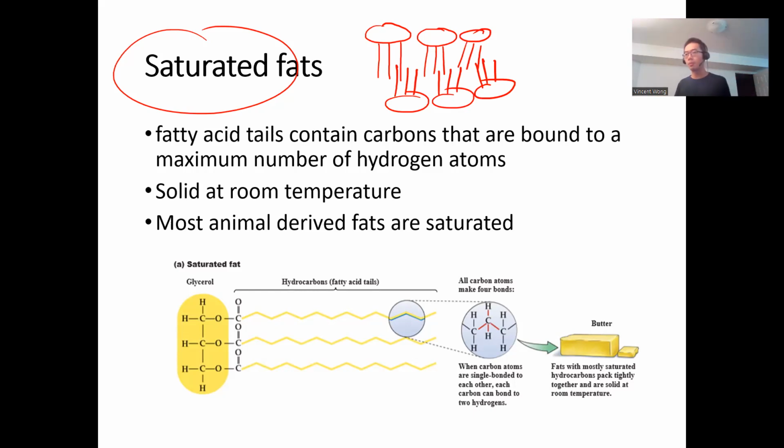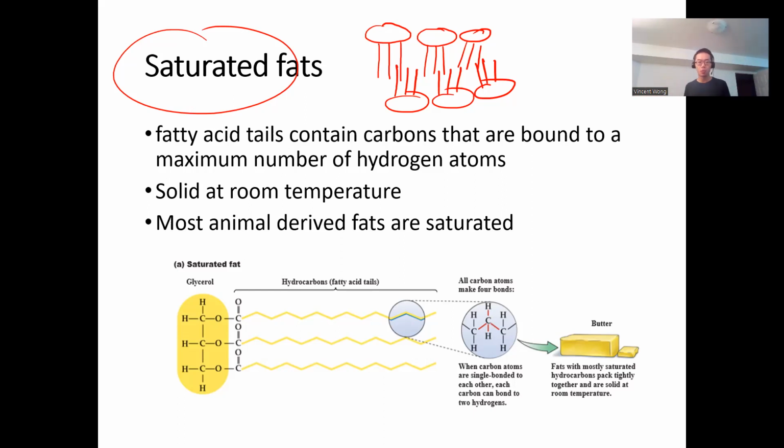Now, here is the problem. If they can pack closely together easily outside of the body, they could also pack quite easily inside your body, right? So if you consume an excess amount of saturated fat, that's exactly what they would do. They would start to build up in your arteries, right? They would start to cause the arteries to become hardened, and you might start clogging them over time, right? So you want to avoid saturated fat.